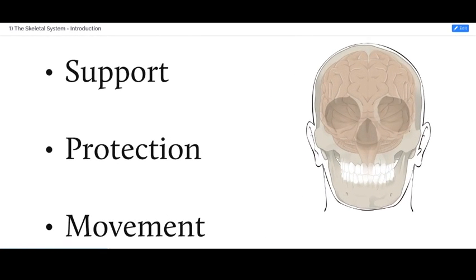Probably most people think of the skeleton in terms of these functions. It provides support for the body, it protects major organ systems, and it's the basement for movement. The picture here demonstrates how the skull, for instance, is protecting the central nervous system, the brain specifically. Another example of that would be how the rib cage protects the lungs and heart and other thoracic organs.